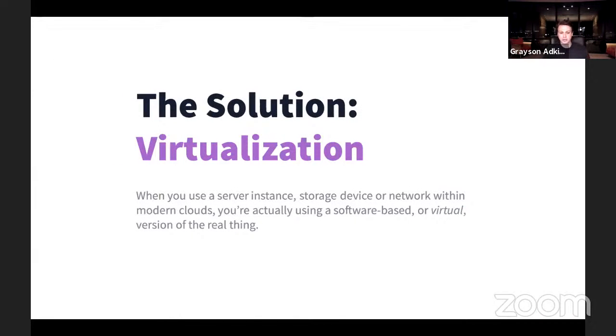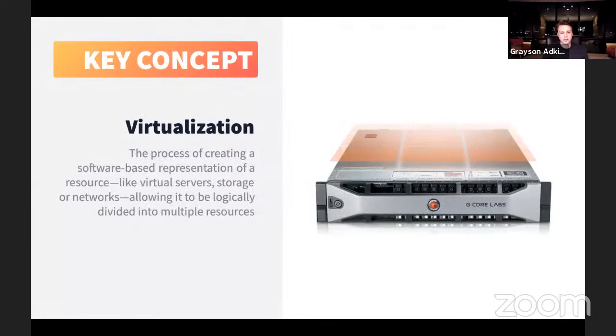When you're using a modern cloud system, your server instance, a storage device like object storage or a database, or network bandwidth within modern clouds, you're actually using a software-based or virtual version of the real thing. You're not actually using a full physical server or a full hard drive. You're using a virtual piece of it. This is a key concept I'd like to highlight: virtualization is the process of creating a software-based representation of a resource. Virtual servers, virtual storage, and virtual networks allow you to logically divide these resources up into multiple resources.